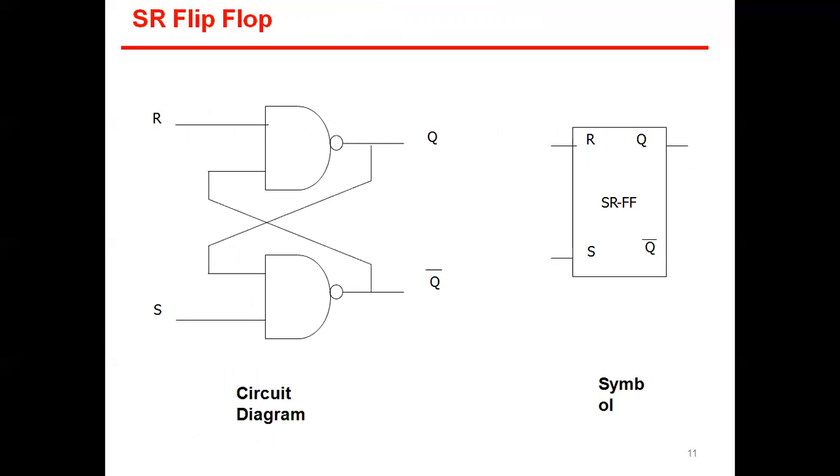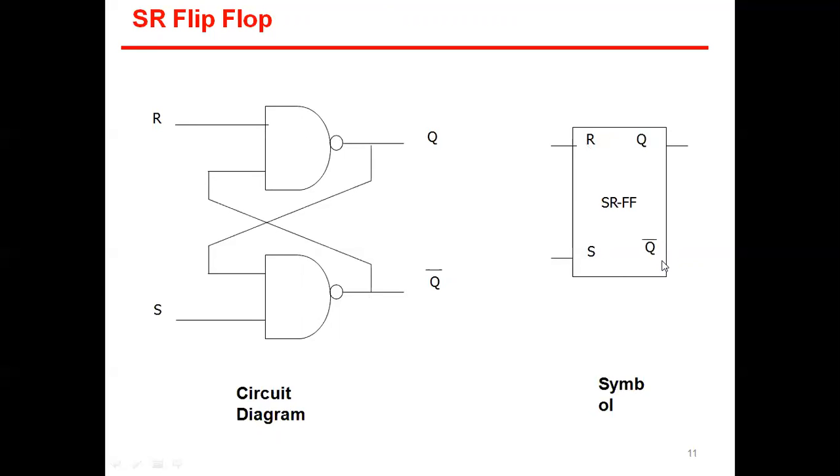First, we are going to learn SR flip-flop, that is set-reset flip-flop. Here we have used NAND gates, applied as a cross couple, in which the output of the first gate is input to the second gate, and the output of the second gate is input to the first gate. That is called a cross-coupled flip-flop. It has R input, S input, and Q is the output. Q bar is the other output.